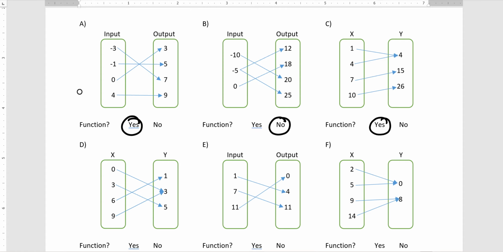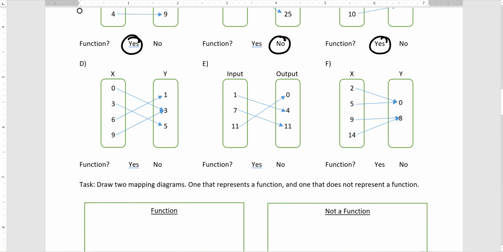All right, so why don't you go ahead and try D, E, and F here. Go ahead and try those on your own. Pause the video, and then we will check those together. All right, let's see how we did.